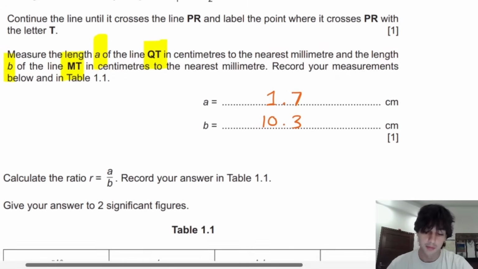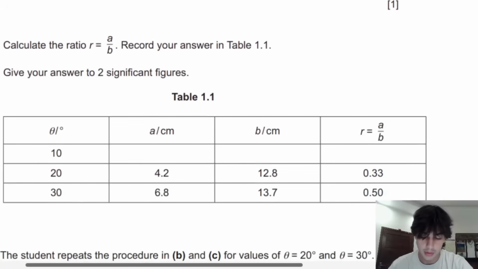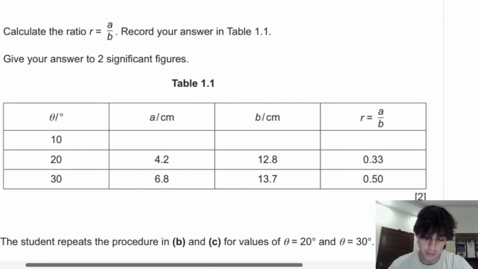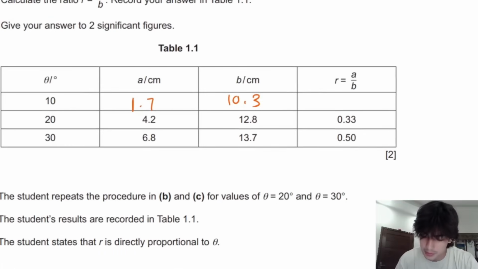Now again, in the marking scheme, you're going to be given a range of plus minus 0.1. Calculate the ratios. R is equal to A over B. Record your answers in table 1.1. Okay, great. So you just mentioned the distances are 1.7, 10.3. And if you were to divide these two values, you get our answer as 0.165, but again, two significant figures, so 0.17.